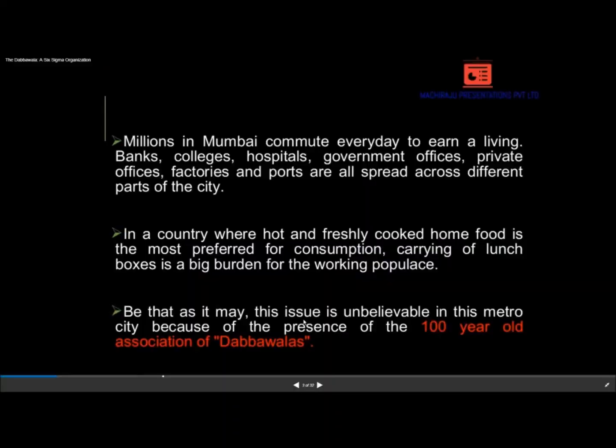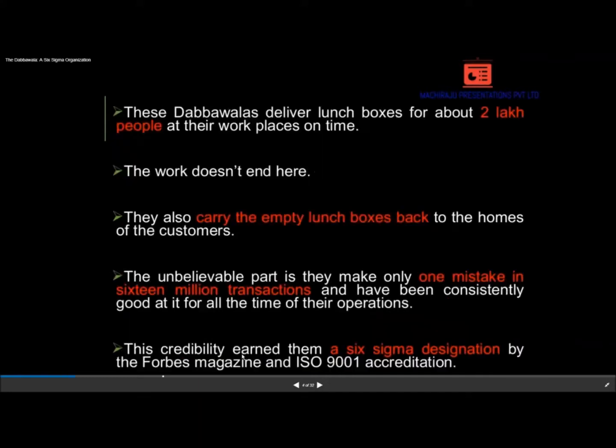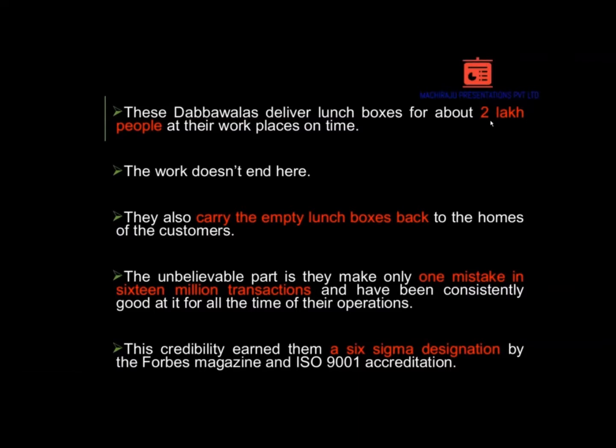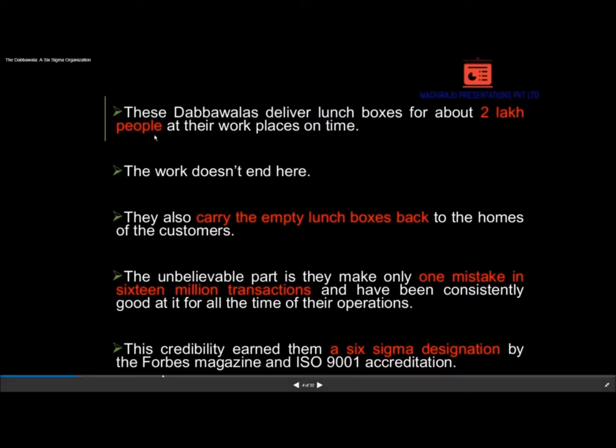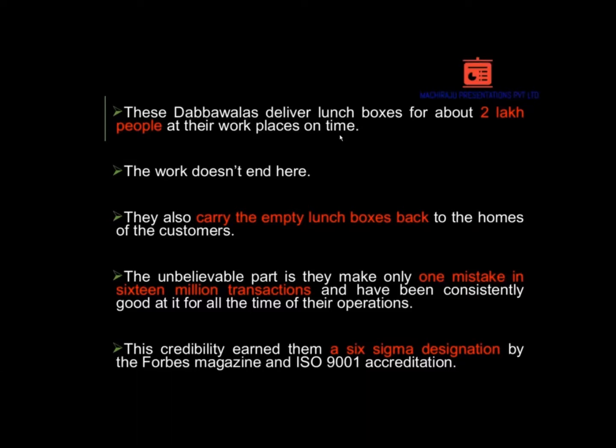So be that as it may, this issue is unbelievable in this metro city, one of the biggest, most populous cities of the world, because of the presence of a 100-year-old association of Dabbawalas. These Dabbawalas deliver lunch boxes for about 2 lakh. Now, 2 lakhs is a term in India which is the same as 200,000. So 200,000 people receive food from their spouses or somebody at home, and they receive this on time. Okay, on time. So these guys, they take the boxes.